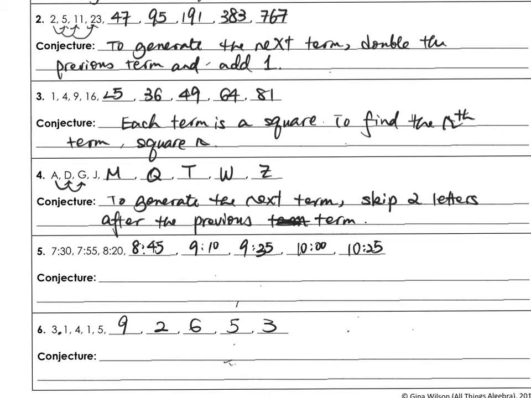So the conjecture here is each term is a digit of pi. To find the nth term, you have to find the nth digit of pi. So again, each term is a digit of pi. That's the conjecture here.